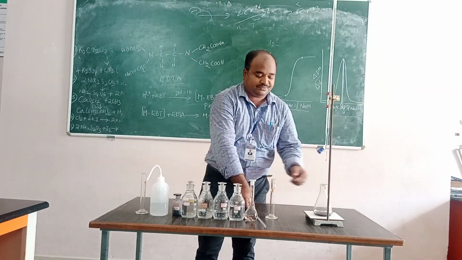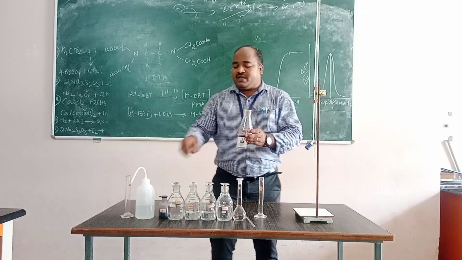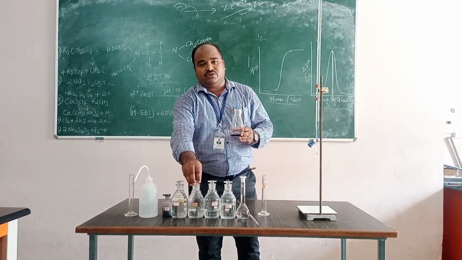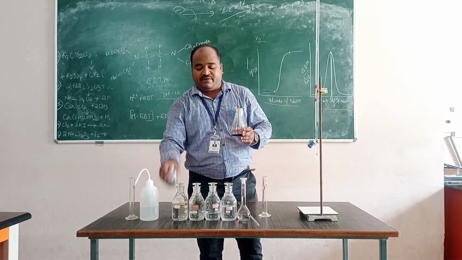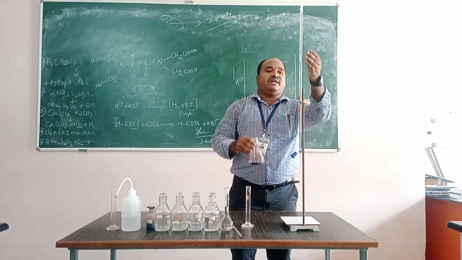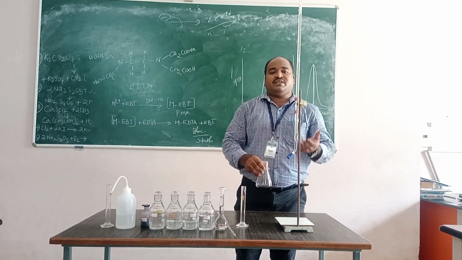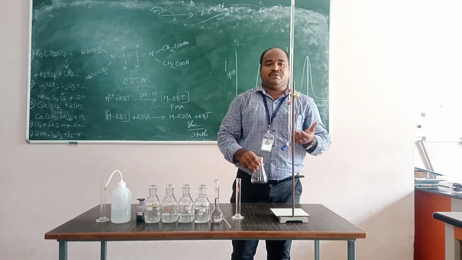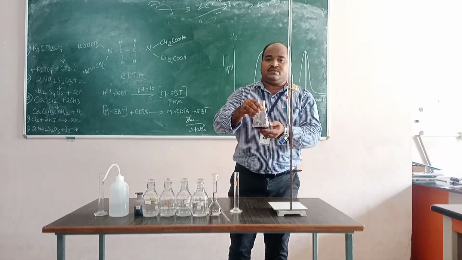Okay, 20 ml. In this conical flask, I have taken 20 ml of calcium carbonate solution, 5 ml of ammoniacal buffer solution, and I have added 2 to 3 drops of eriochrome black T. In the burette, I am going to titrate against EDTA. Our first step is the standardization of EDTA. For the standardization of EDTA, we need to take calcium carbonate solution.